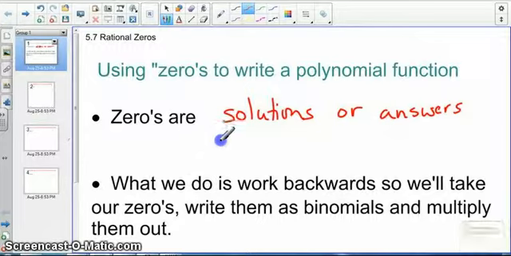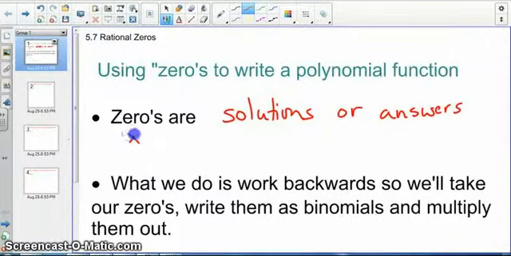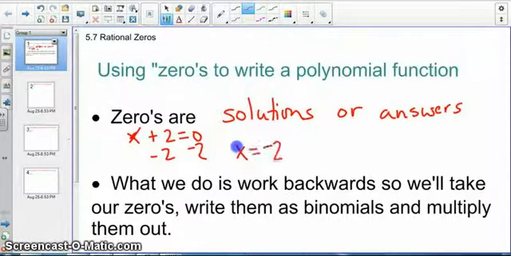For instance, say I have this binomial x plus 2. If I want to set that equal to 0, I would subtract 2 and I'd get x equals negative 2. Negative 2 is a solution or an answer. It's also known as a zero because we need to figure out what number we can put in for x that will make that polynomial add up to 0.